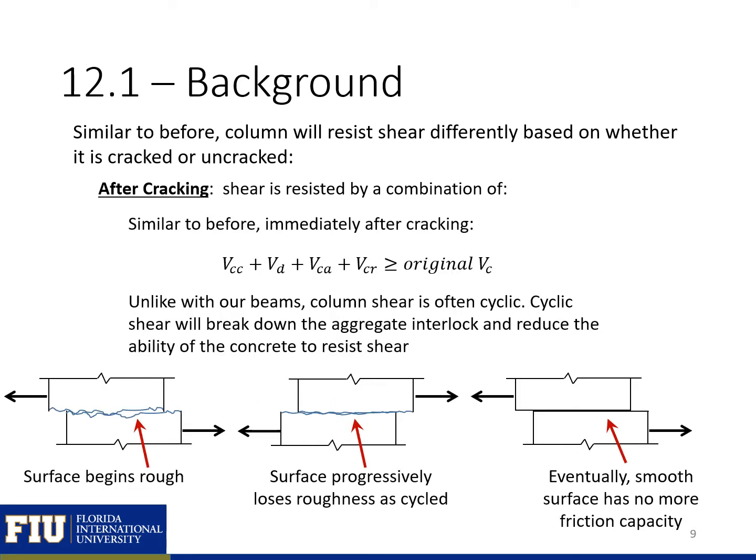Unlike our beams, though, column shear is often cyclic. Cyclic shear can break down the aggregate interlock and reduce the ability of concrete to resist shear. So while the surface of a crack begins rough, and you have that aggregate interlock component, as you cycle shear along that interface, it's going to smooth out the interface, until eventually you have a smooth interface with no more friction capacity. So during cyclic loading, this V_c is going to progress to 0.